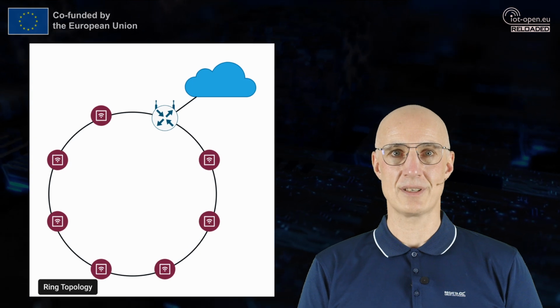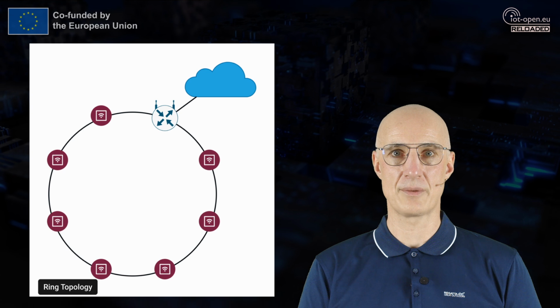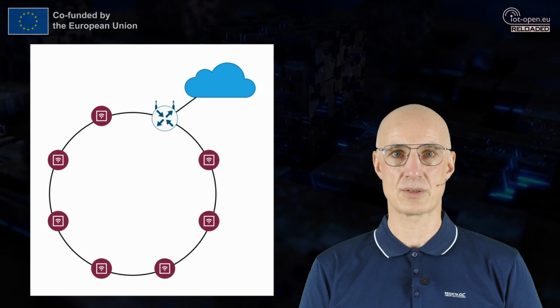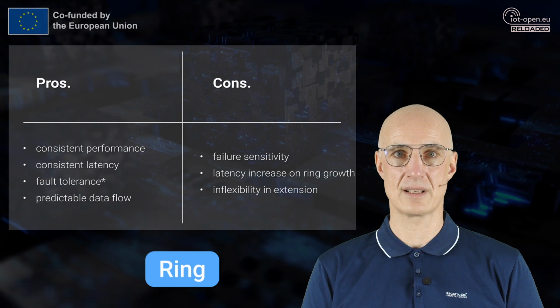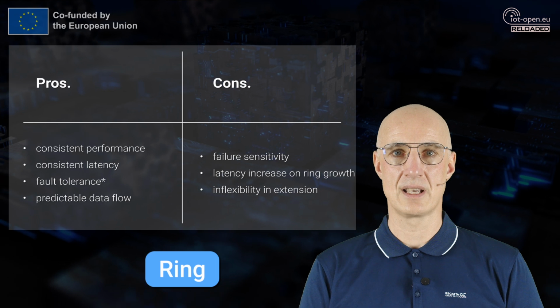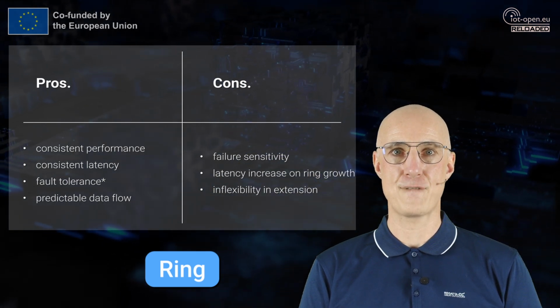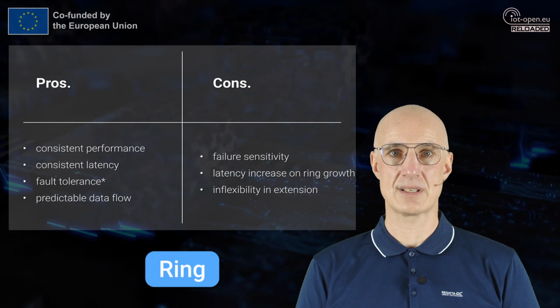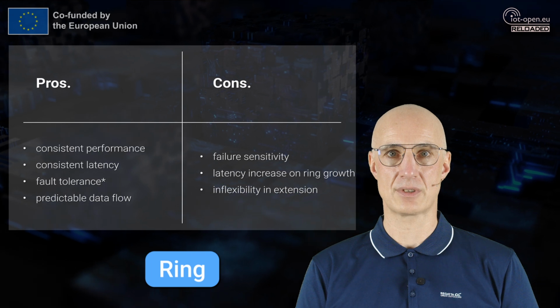In a ring topology, devices are arranged in a closed loop, allowing data to travel around the ring in one or both directions. Advantages include consistent performance and latency, fault tolerance for bidirectional networks, and predictable data flow. Disadvantages include failure sensitivity, increased latency with ring size growth, and inflexibility in the network extension.